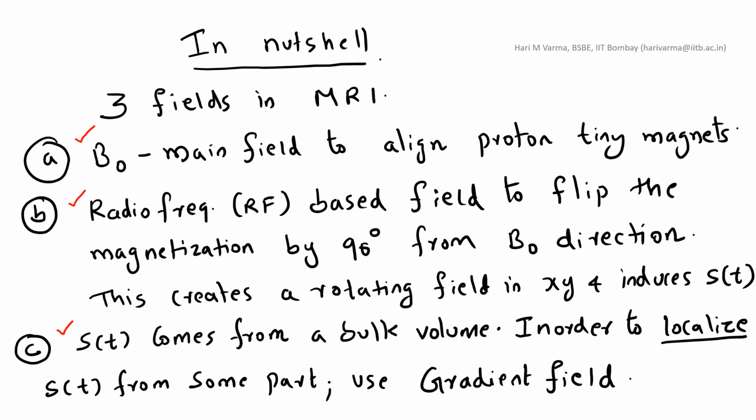For that matter, we use a gradient field. And when you use the gradient field, you will see that the signal has the structure of the 2D Fourier transform of the object data. So if you properly design your signal, then you will be able to basically get the 2D Fourier transform of the object, from which I can take an inverse Fourier transform to find the actual object. That's how MRI generates images.